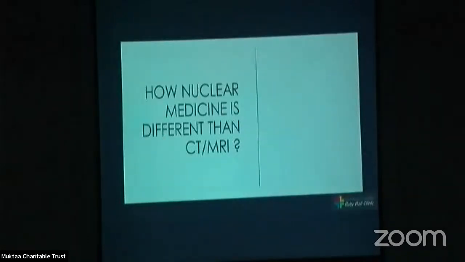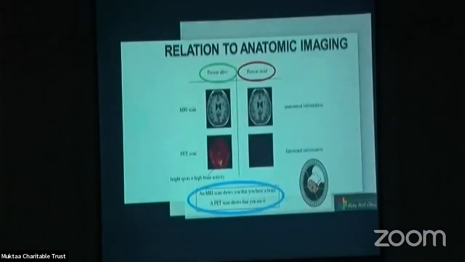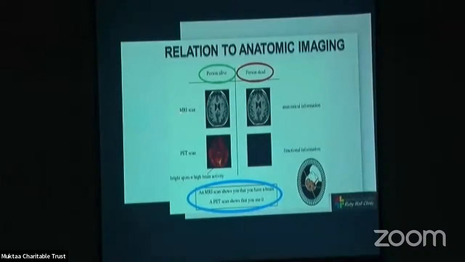How nuclear medicine is different than CT and MRI. This is an MRI of two people. One person is alive, the other person is dead. We did a PET scan on this patient. You can see uptake here, which means this patient is alive.